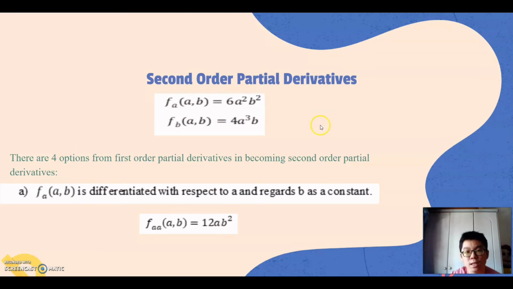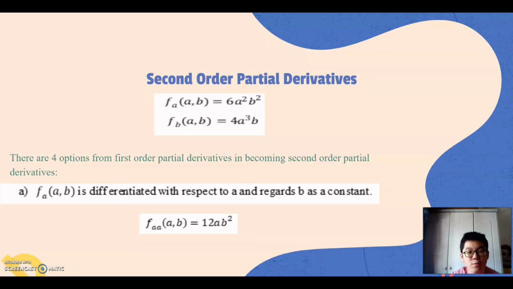Now let's talk about the second order partial derivative of the function. From the calculation before, we found that f differentiated with respect to a is equal to 6a squared b squared, while f differentiated with respect to b is equal to 4a cubed b. So there are four options from first order partial derivative to become second order partial derivative.